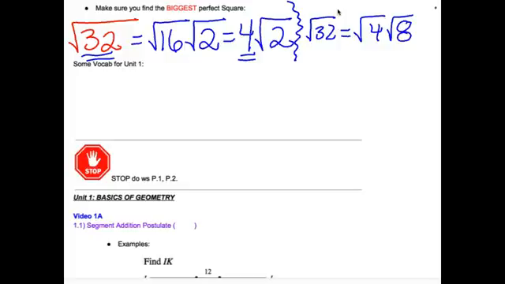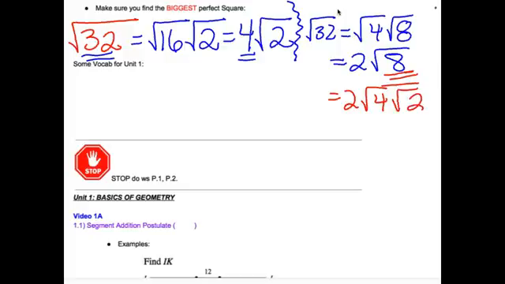I'd say that's not wrong. And I'd say this isn't wrong either. It's just not done. And here's why. 8 is still undercooked. It still has a perfect square hiding in it. 8 still has 4 embedded in it. So I have to take this one more step and change that root 4 to 2.